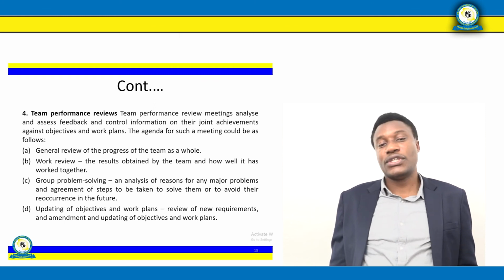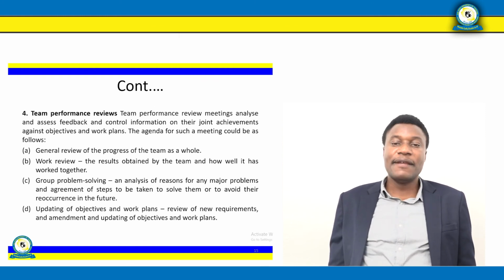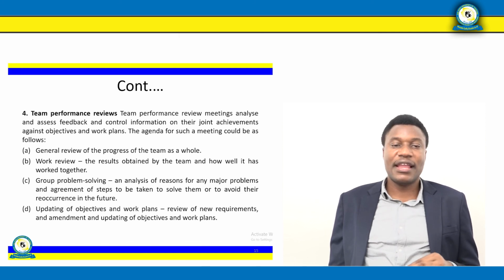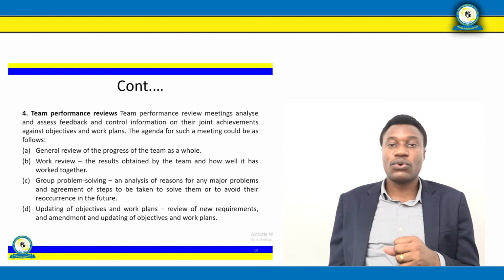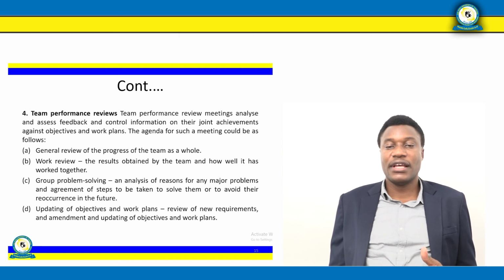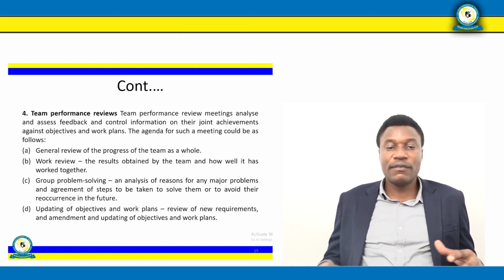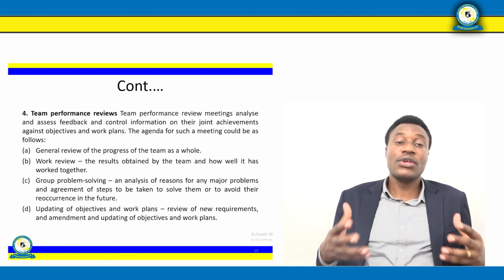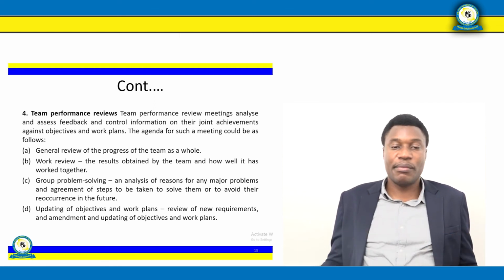The other one is team performance review. A team performance review meeting analyzes and assesses feedback and control information on their joint achievement against objectives and the work plans. So we have to review the progress of the team. We have to evaluate. The agenda for such a meeting could be as follows. We have to sit together and see how we have been performing.